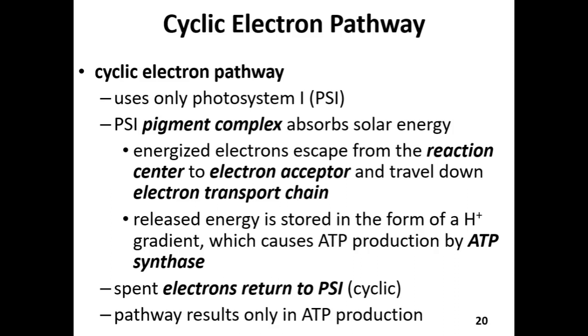So what happens is that electron, when it gets excited, is going to jump into that electron transport chain. So it'll be picked up by that initial electron carrier protein, plastoquinone, and it will move along the electron transport chain, and ATP will be produced, but the electron will actually move right back into photosystem 1, and then it will move back up in energy levels and jump back over to that electron transport chain. So it's just a cyclic pathway, which only produces ATP.